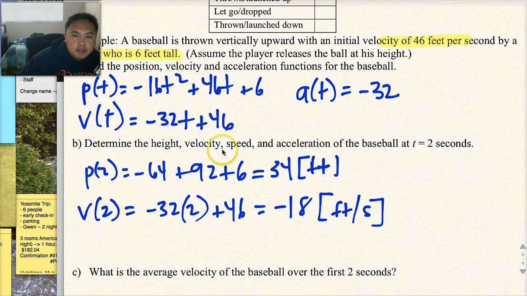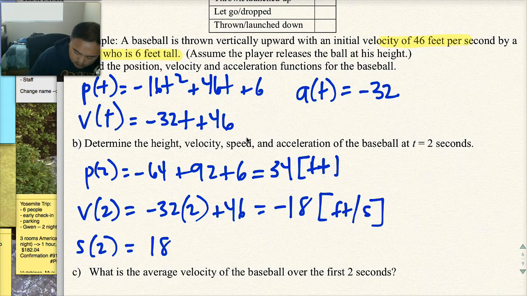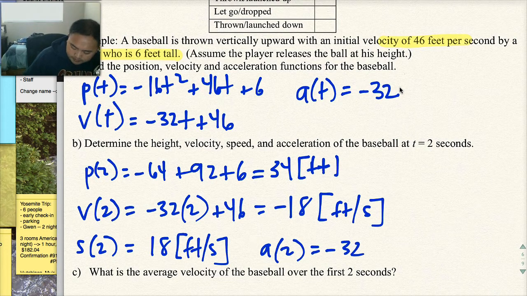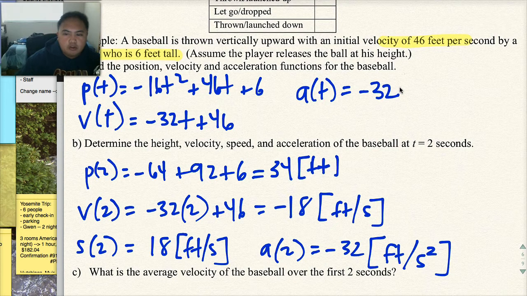Next, the question says, what's the speed? Remember I told you velocity and speed are exactly the same thing, except speed can never be negative. So the speed at 2 seconds is 18 feet per second. Okay. All you do is take the absolute value of velocity. And the last one, acceleration. You notice in acceleration there's no t here. There's nowhere to plug in to. This tells me that the acceleration everywhere is always negative 32. And the units for this case are feet per second squared. So it's units of length over time squared.